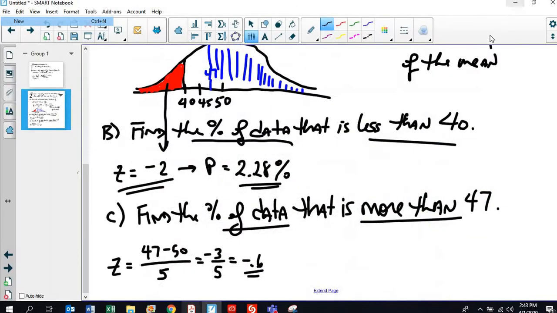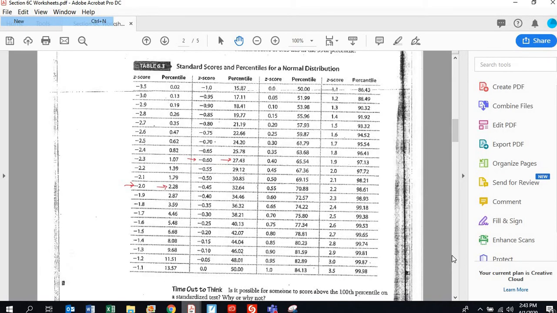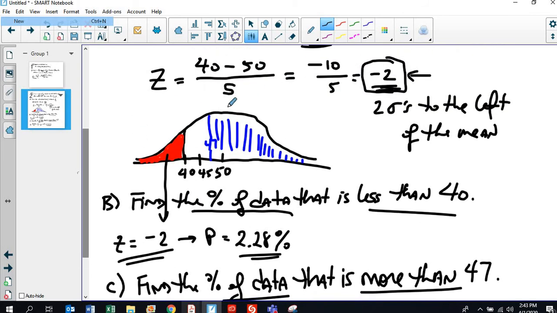So what does that do for me? I forgot the number already. I got 27.43. So P is 27.43%. So is that my answer? I can't hear you, but no, it's not my answer. What does that represent? 27.43. Your z-score table always represents the percentage of data to the left or below. So this is 27.43%. This data over here, how do I find the blue data? If this data to the left of 47 is this, how do I find this data?